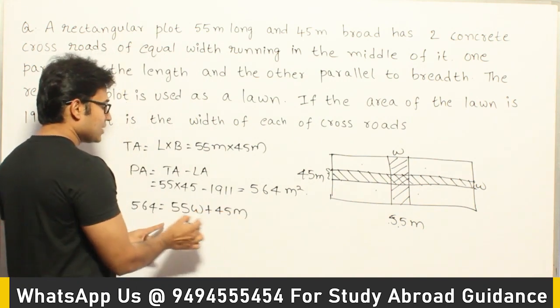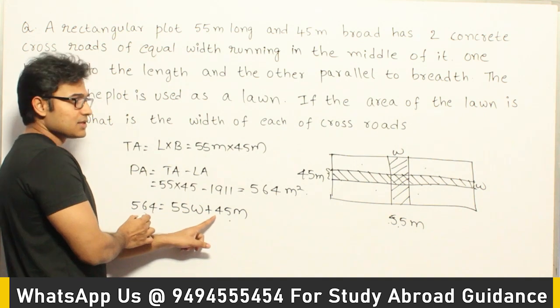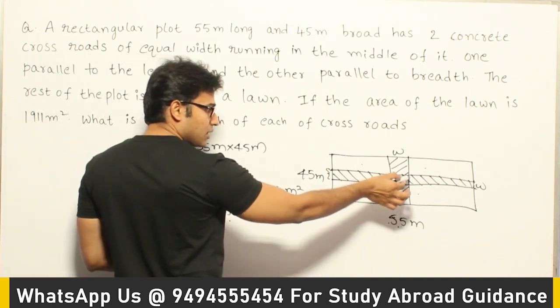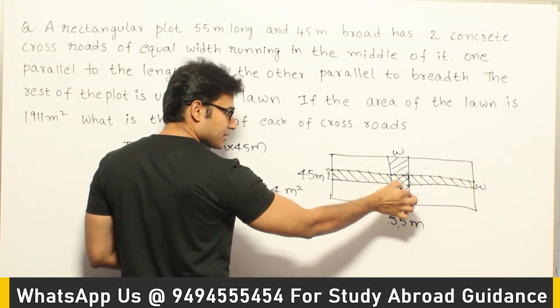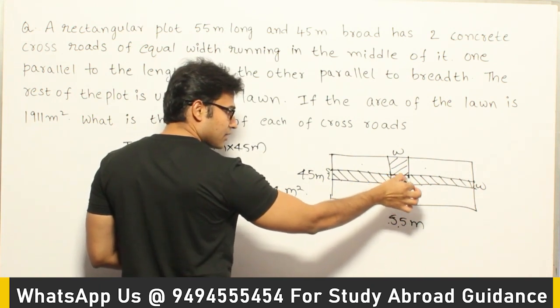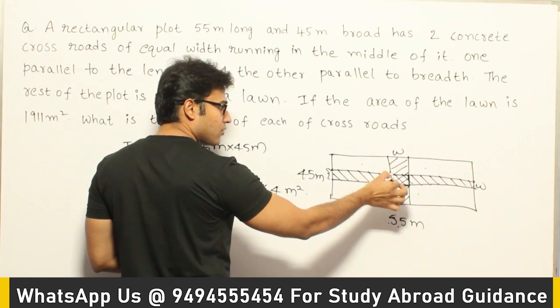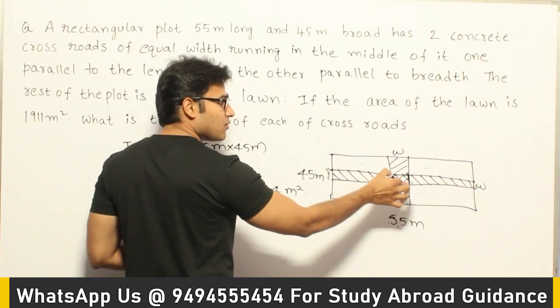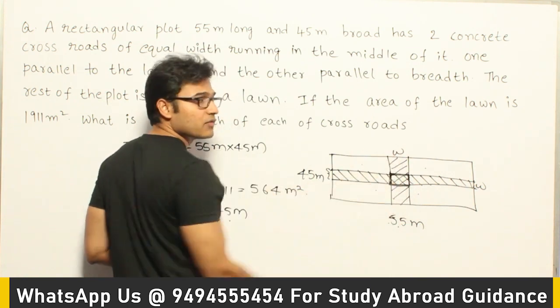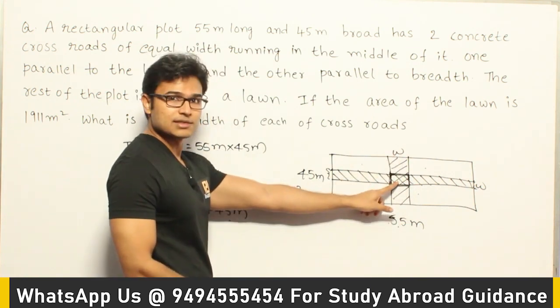Now I cannot equate this sum to this one. The reason is, while counting the first one, I have counted this part once. This particular part is counted once while counting the area of the horizontal path, and it is counted one more time while counting the area of the vertical path. Therefore it is counted twice.